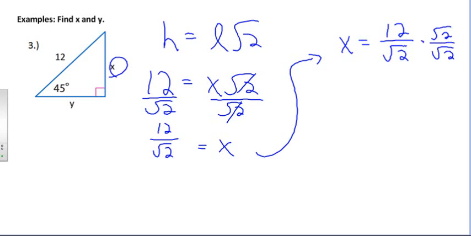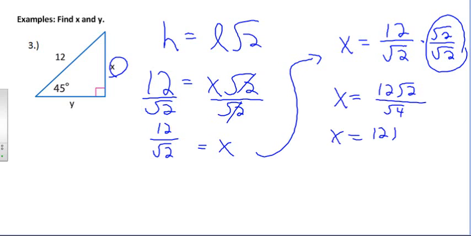When I multiply by the square root of 2 over the square root of 2, I'm really just multiplying by 1, because that's what the square root of 2 over the square root of 2 is really equal to. So since I'm multiplying by 1, I'm not really changing what this is equal to. But by multiplying by the square root of 2 over the square root of 2, I get 12 square roots of 2 over the square root of 4. And then just to reduce that, we know the square root of 4 is 2. And then 12 divided by 2 here can reduce to 6 square roots of 2.